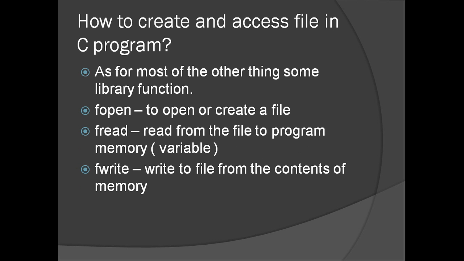So how do we create and access a file in a C program? There are three main functions: fopen, fread, and fwrite. fopen is to open a file, fread is to read from the file, fwrite is to write to the file. There are other functions like fputs, fprintf, fscanf, etc. We're going to deal with fopen, fread, and fwrite. For the other functions, you can go to the documentation of stdio.h.